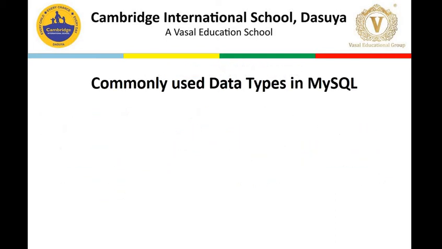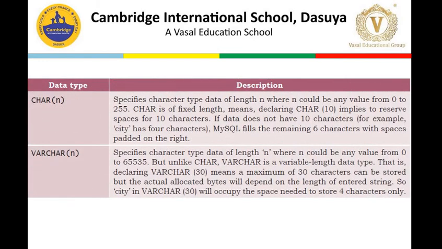Looking at the commonly used data types in MySQL, the very first ones are character and varchar. Students, both are basically used for character data. The difference is that varchar we use where we have variable characters, and where we have fixed characters, we use the character data type. First, focusing on the character data type, it specifies character data type of length n, where n could be any number from 0 to 255. Character is for fixed length. Declaring character 10 implies reserving 10 spaces for that character.